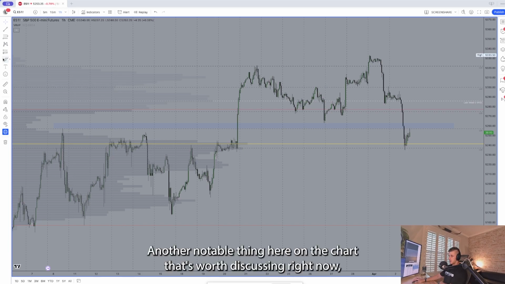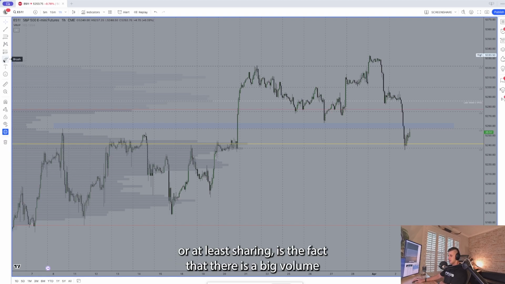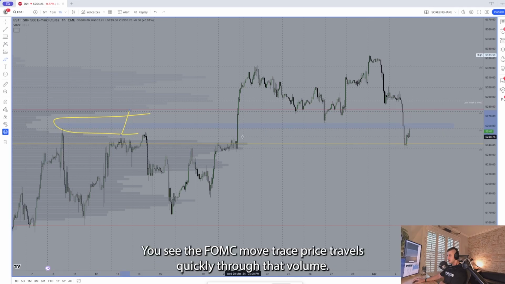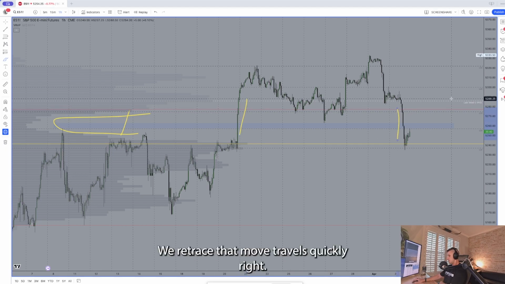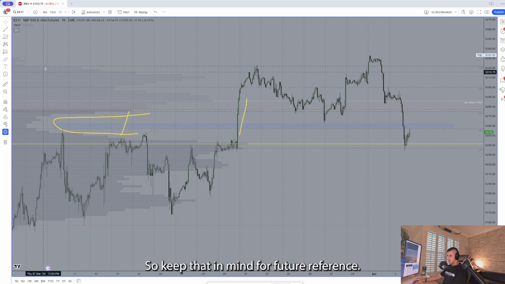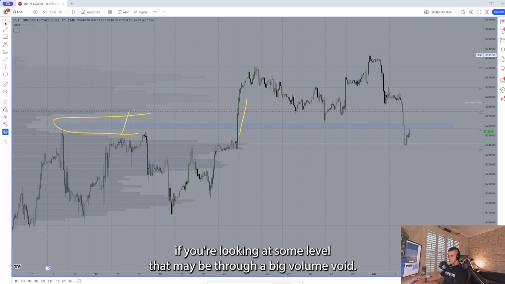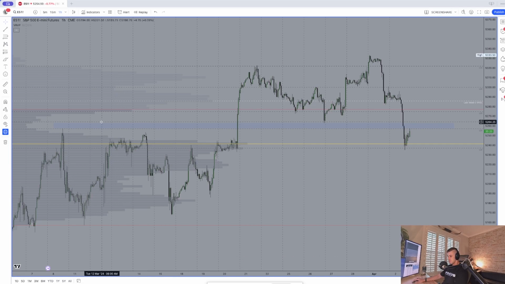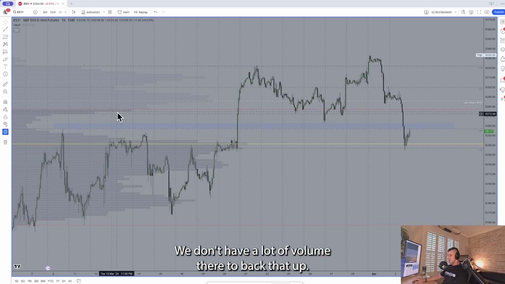Another notable thing here on the ES chart that's worth discussing right now, or at least sharing, is the fact that there is a big volume void right through here. So price tends to travel very quickly through these volume voids. You see the FOMC move, price travels quickly through that volume void, we retrace that move, travels quickly, right? So keep that in mind for future reference, especially if you're looking at some level that may be through a big volume void. Like, for example, let's say you have a level here at 5265. We don't have a lot of volume there to back that up. And this is volume through price. So it may not be that significant of a level.